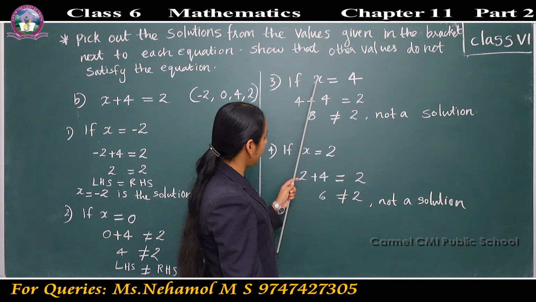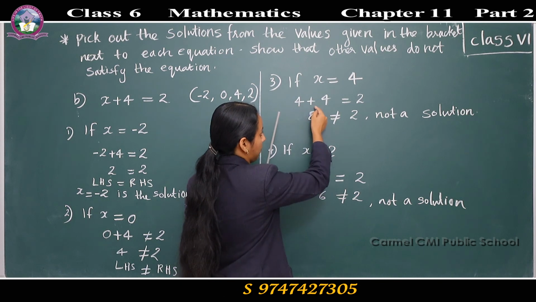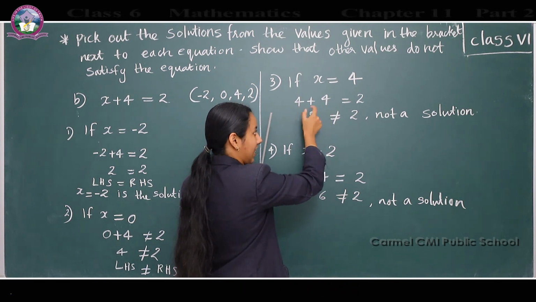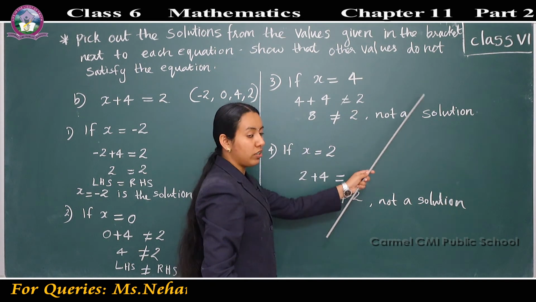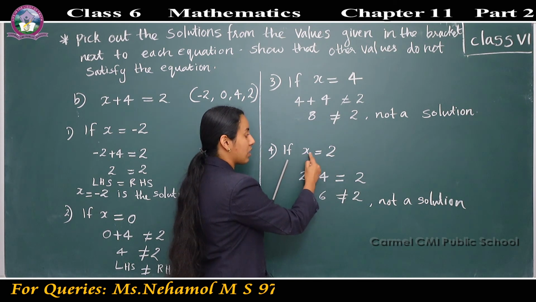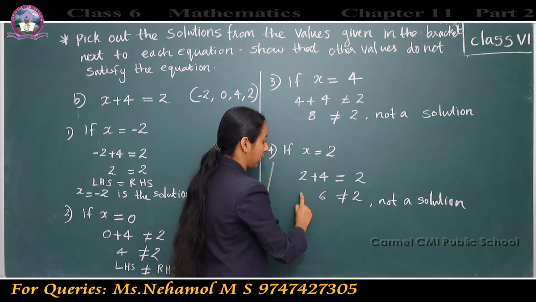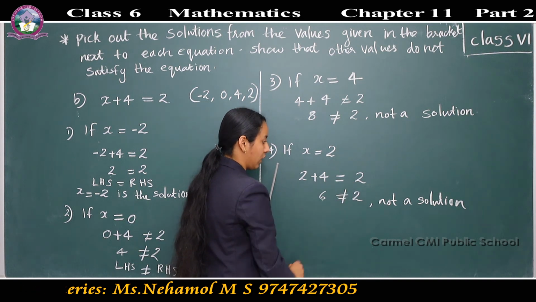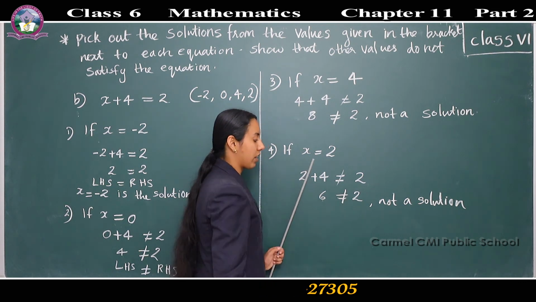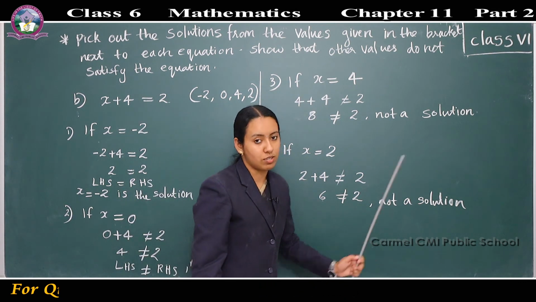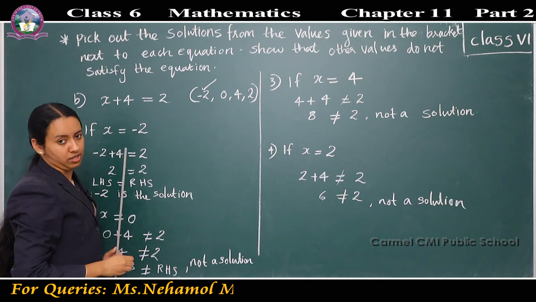Next one, if x is equal to 4, the equation becomes 4 plus 4. 4 plus 4 is 8. 8 is not equal to 2. It is also not a solution. Next one, if x is equal to 2, then x plus 4 is 2 plus 4, which is 6. 6 is not equal to 2. LHS is not equal to RHS. So it is also not a solution. So which is the solution? x is equal to -2 is the solution.